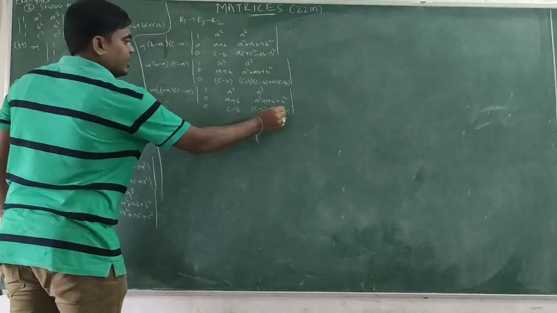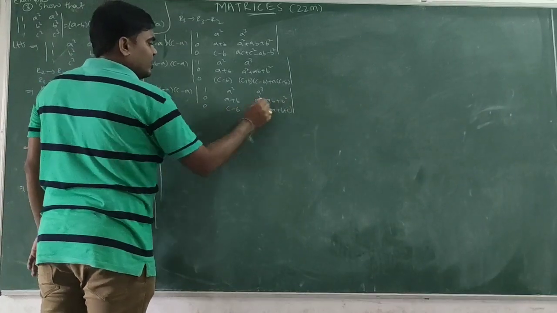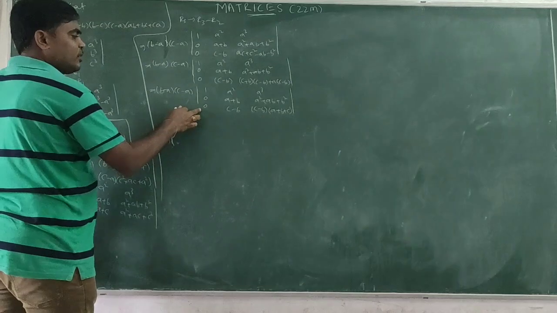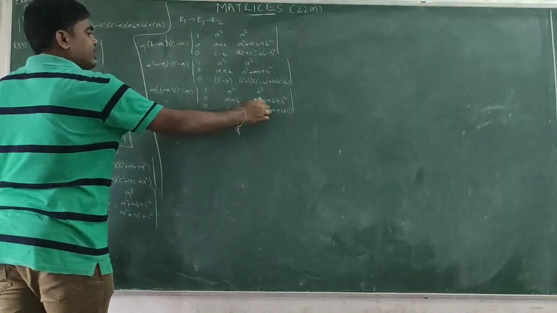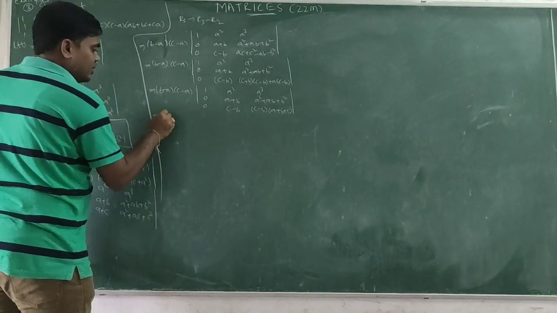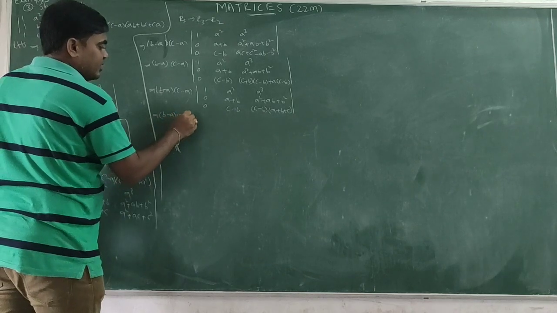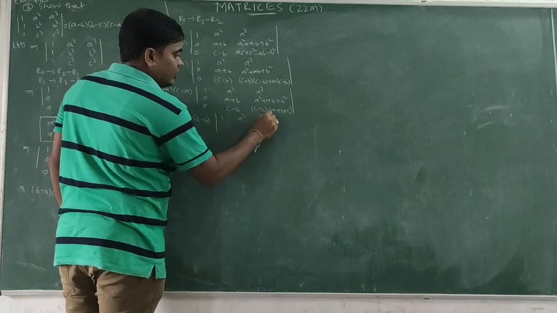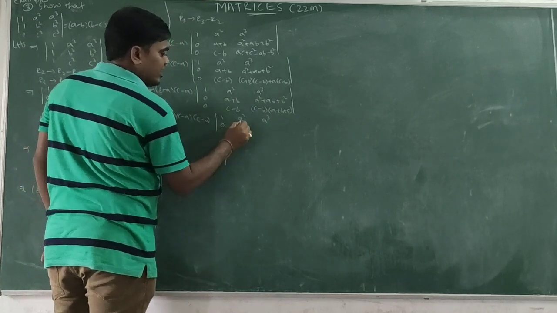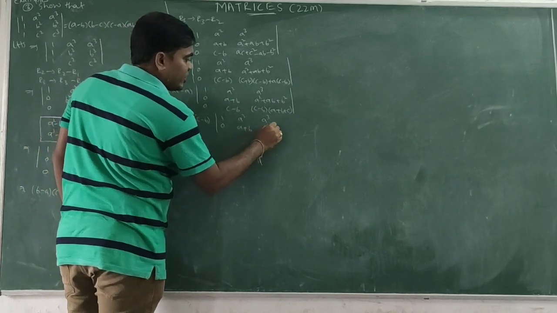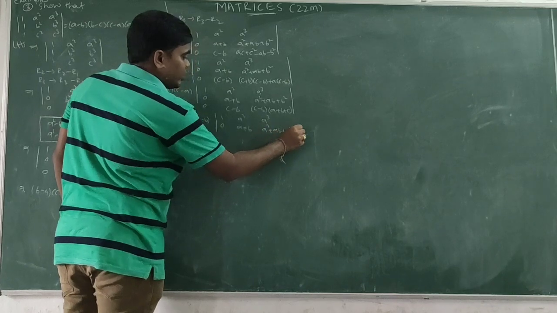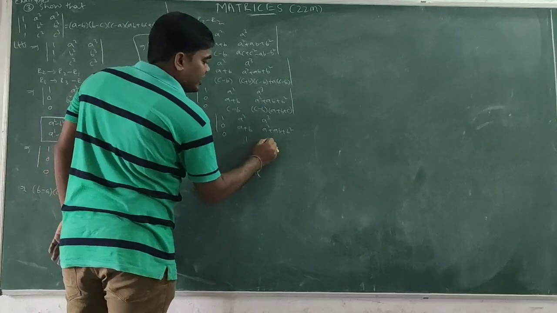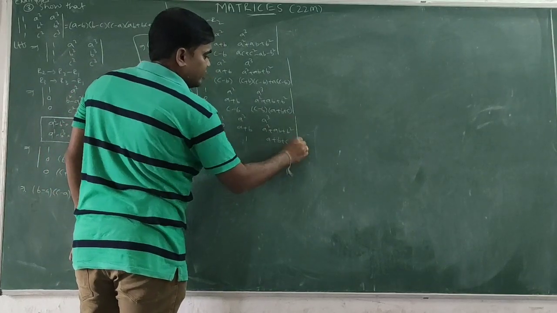Okay, next A plus B plus C. If we observe the third row, C minus B, C minus B, in this also C minus B. 0 is nothing but 0 into C minus B. C minus B is entirely common. So I am taking common B minus A, C minus A, C minus B. Then 1, A square, A cube, 0, A plus B, A square plus AB plus B square, 0, C minus B common, 1, C minus B common, A plus B plus C.